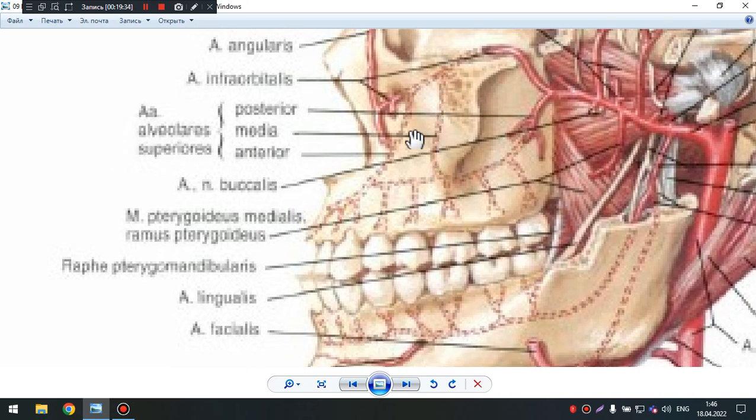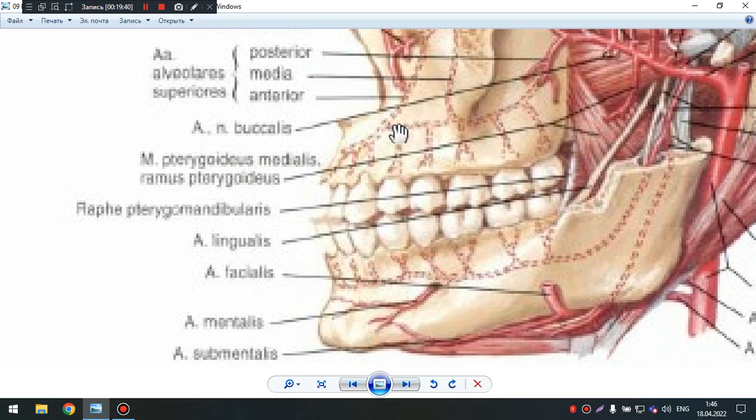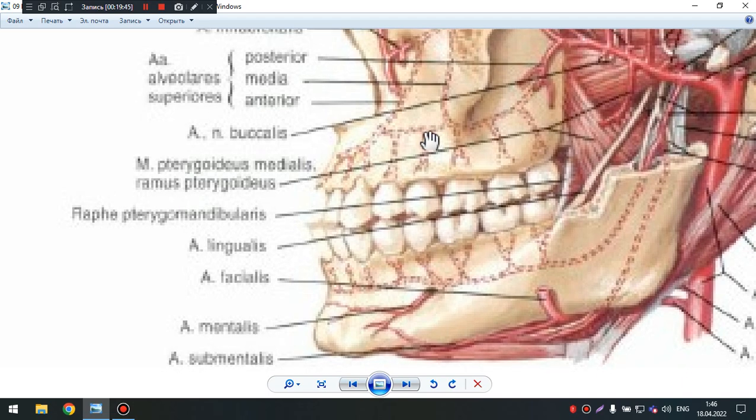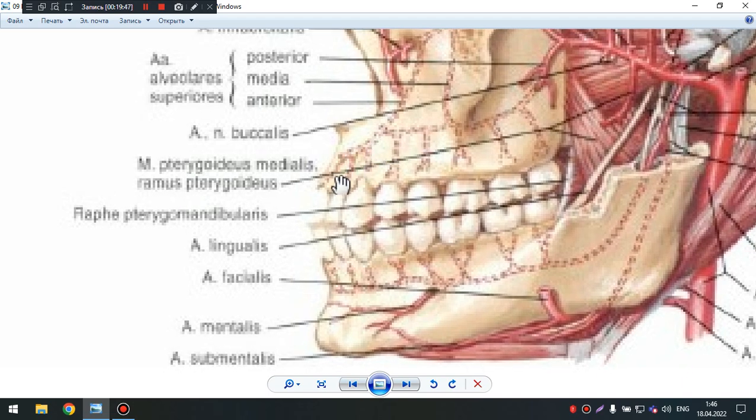It blood supplies the muscle and skin of the infraorbital region, and in the infraorbital canal it gives the branches, anterior superior alveolar arteries, which blood supply the maxilla and give the dental branches to the superior incisors and canine teeth.